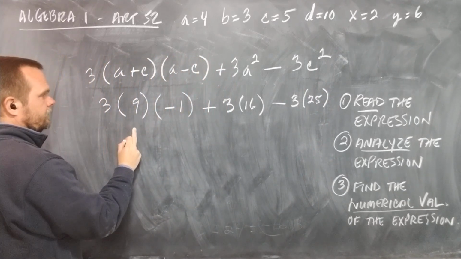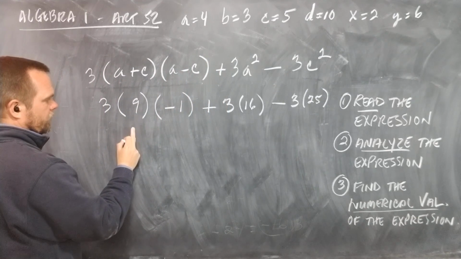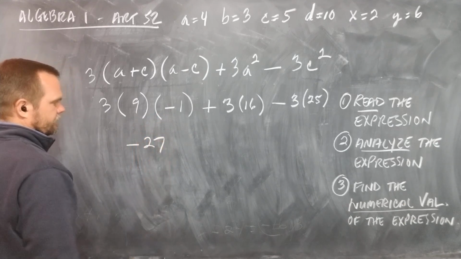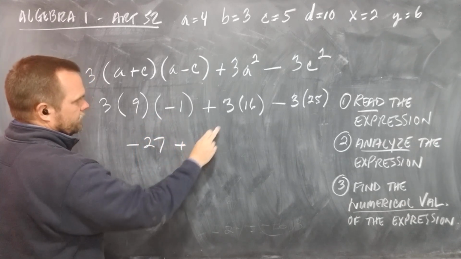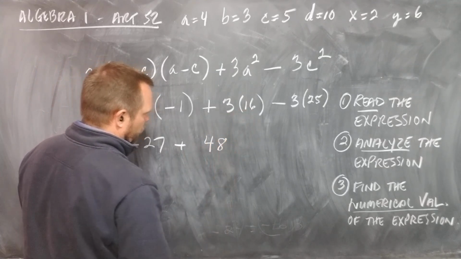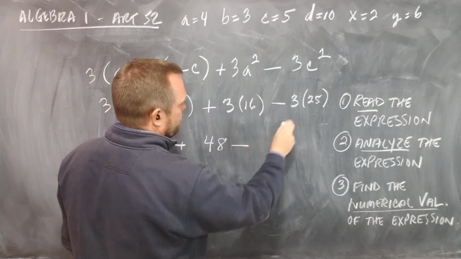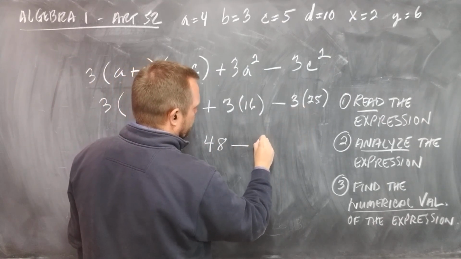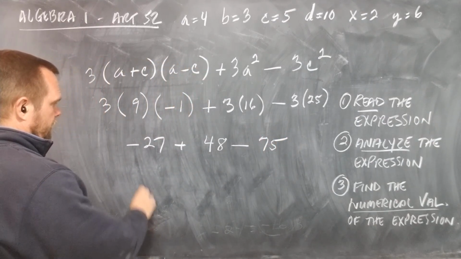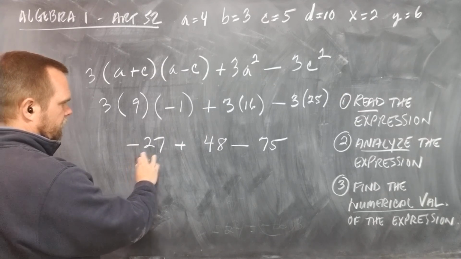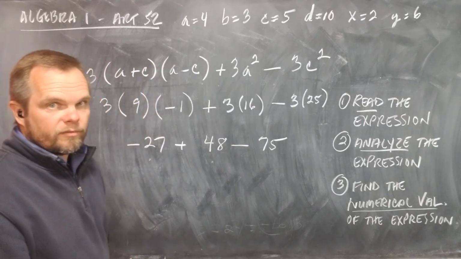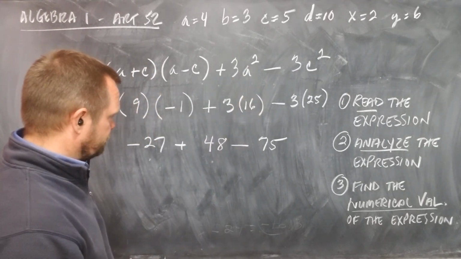3 times 9 is 27. 27 times negative 1 makes negative 27. Plus 3 times 16. 3 times 16 is 48. Minus 3 times 25, which is 75. Negative 27 plus 48 minus 75 will give us the numerical value of our expression here.